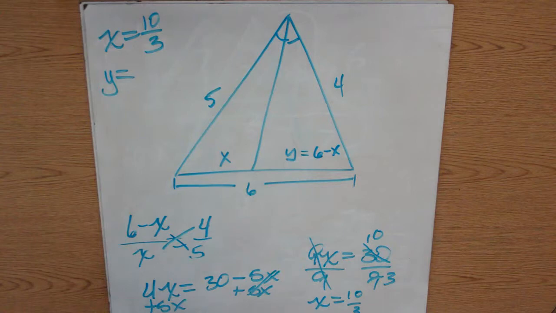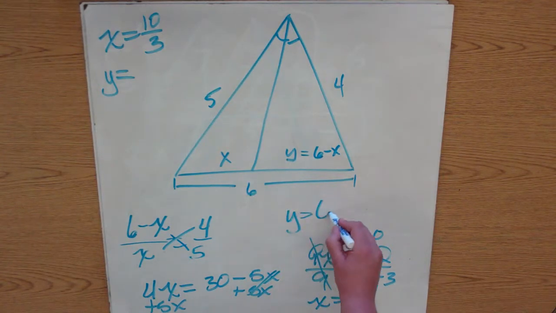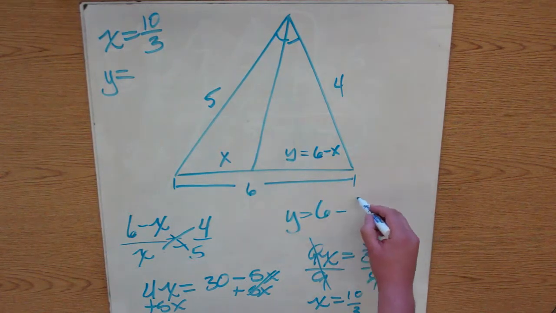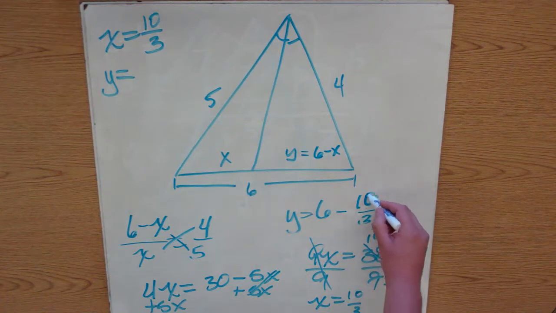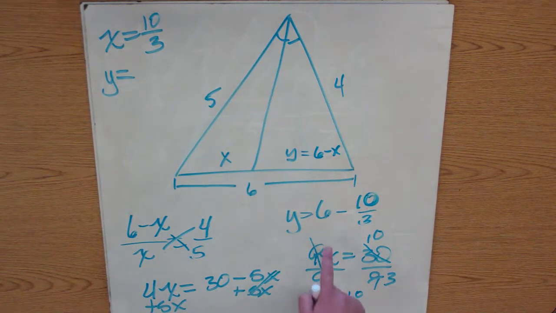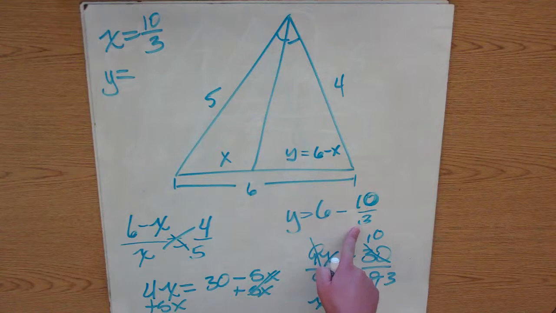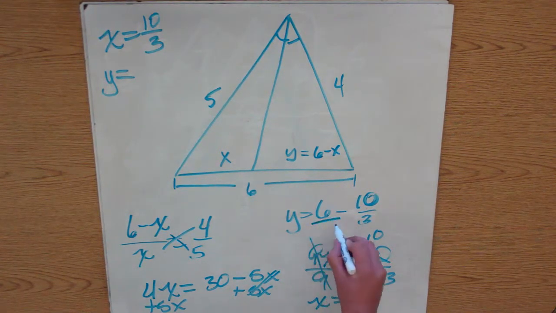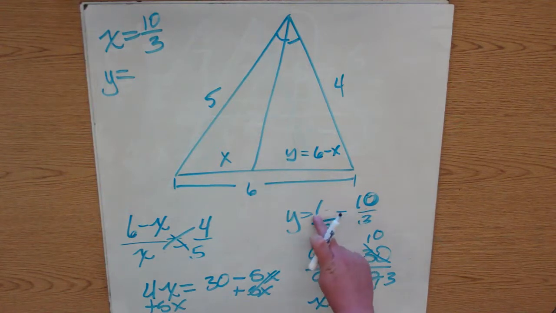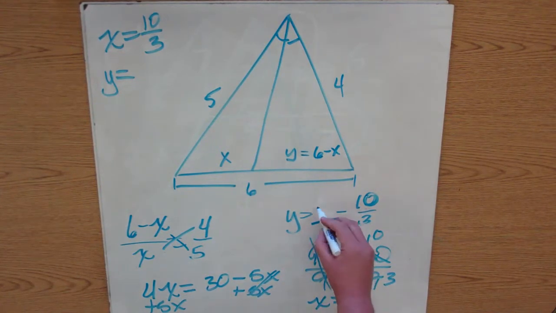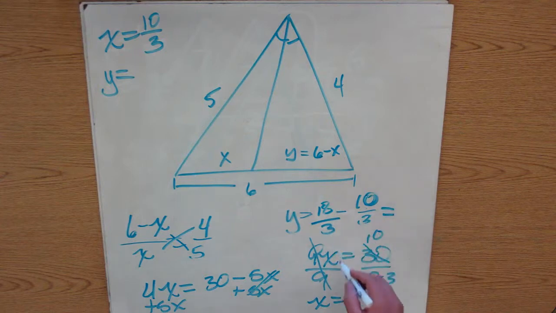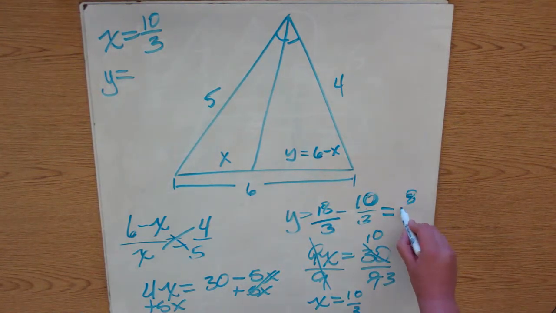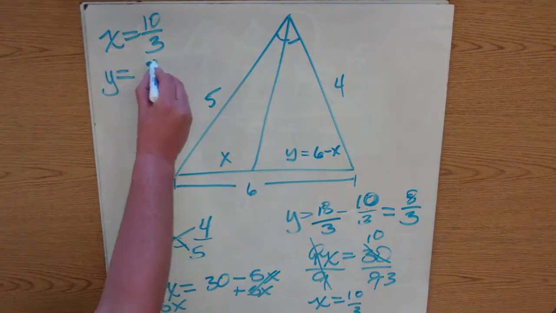All right. And of course, we know y equals 6 minus x. Well, x is 10 thirds. So 6 minus 10 thirds. Now we need to put this over a common denominator. Our common denominator is 3. So this is 6 over 1. So we multiply the 1 by 3. We have to multiply the 6 by 3. 6 times 3 is 18. 18 thirds minus 10 thirds is 8 thirds.